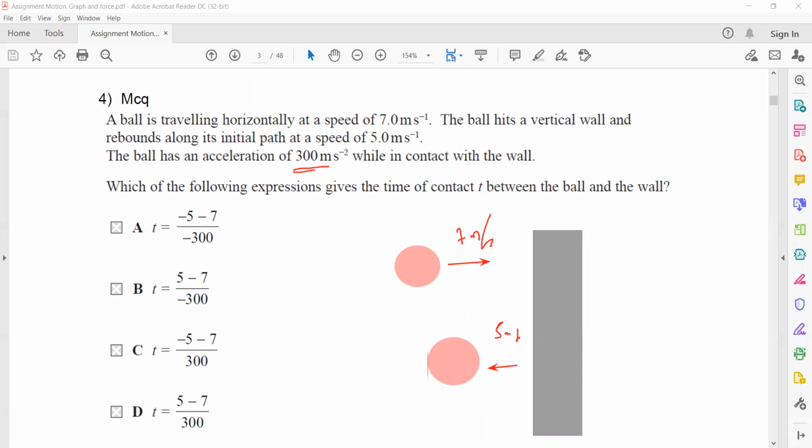Because velocity is a vector quantity, one direction you consider as positive, the other will be negative. And acceleration is 300 meters per second squared. So we have the formula: acceleration is change in velocity divided by time. So time is equal to final velocity minus initial velocity divided by acceleration. The final velocity is minus 5. The initial velocity is plus 7, but this negative is for the formula, divided by the acceleration, which is 300.